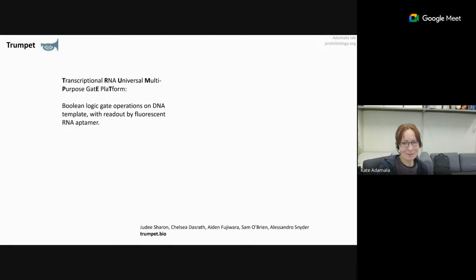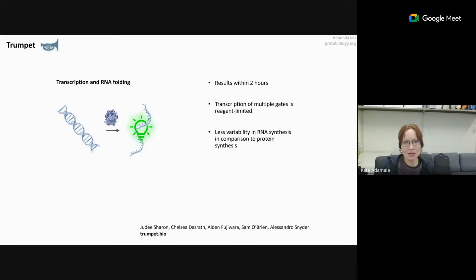Okay, so what is a Trumpet? A Trumpet is a way to perform Boolean logic gate operations in an in vitro system. What it does is it uses a transcription system. Transcription is when you make a functional fluorescent piece of RNA out of a DNA template. So every Trumpet gate starts with a DNA template, and then a bunch of enzymatic reactions happen, and out comes a fluorescent piece of RNA. It's fluorescent because we want to be able to read the signal from that logic gate.